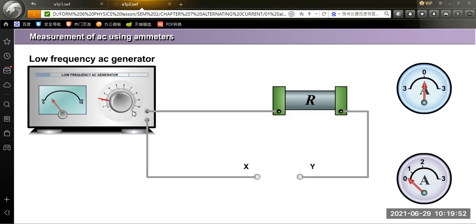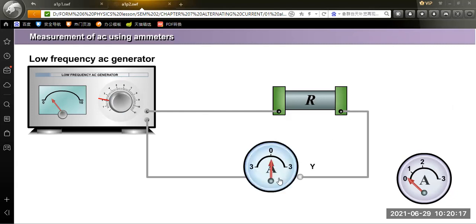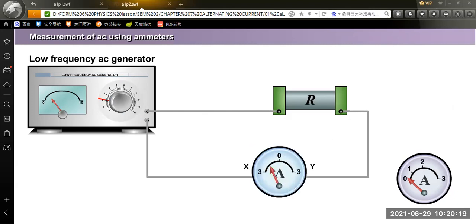Alternating current does not have any positive terminal or negative terminal. That is the characteristic of the alternating current. Alternating current flows through a resistor, and there are connectors X and Y here. We need to connect the ammeter. Either we use the center zero ammeter or we use the normal ammeter.